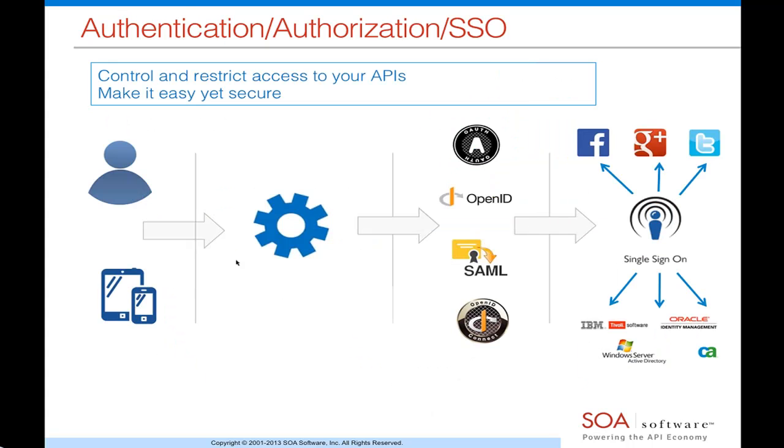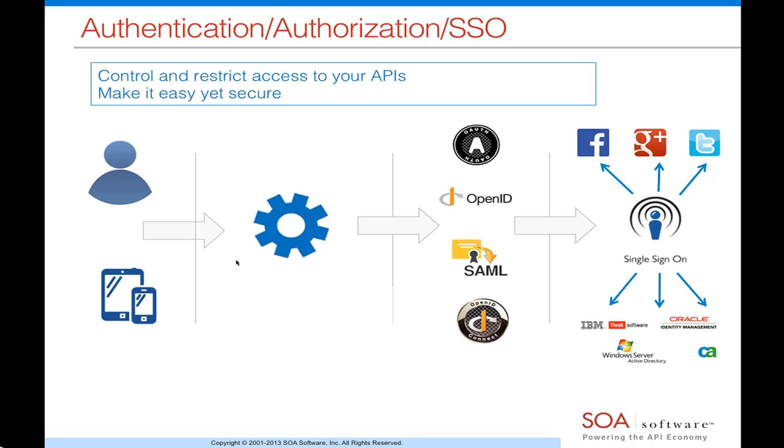The first one is authentication and authorization, which is essentially single sign-on. Control and restrict access to your APIs based on the user who's accessing it. For the end user, the consumer who's accessing the app, you need to first authenticate, which is to validate the identity of that user. And then second, authorize whether that user has access to the data or resources that he or she is trying to access.